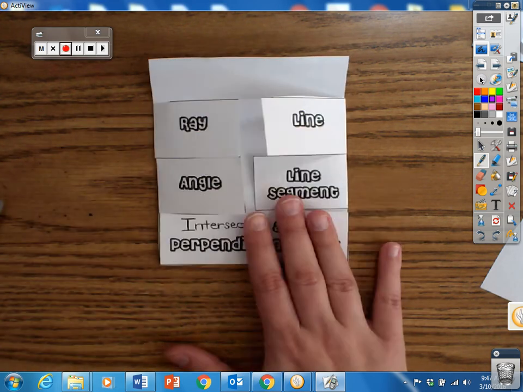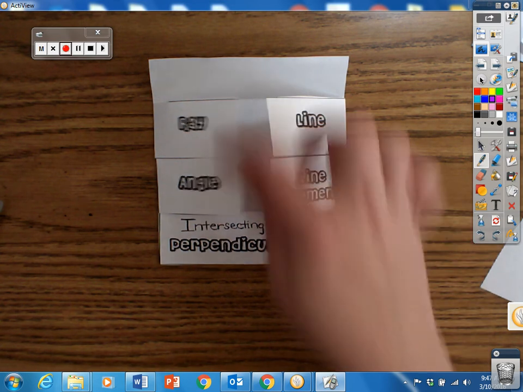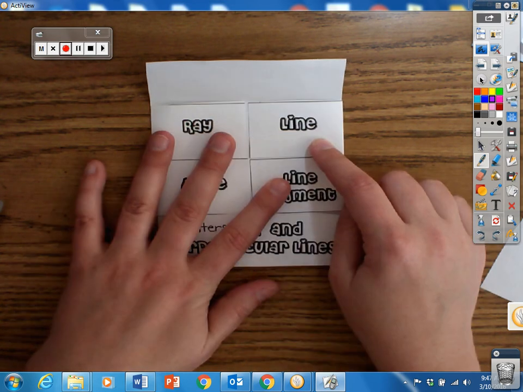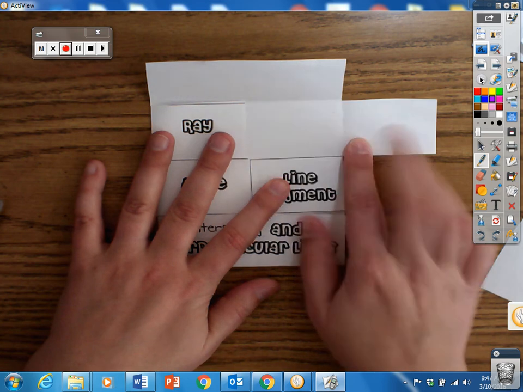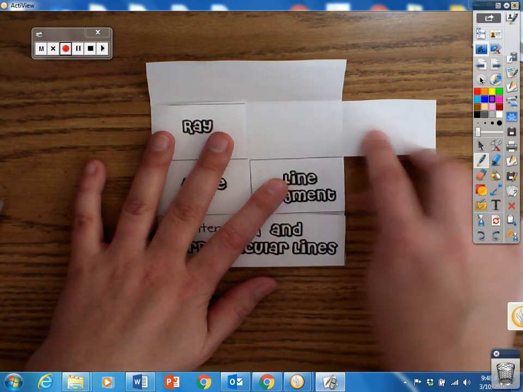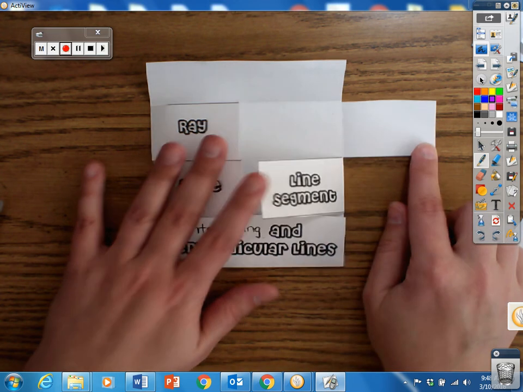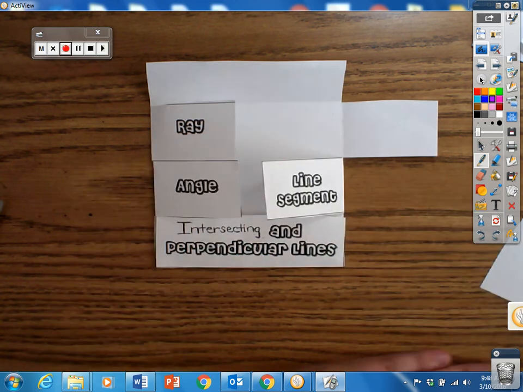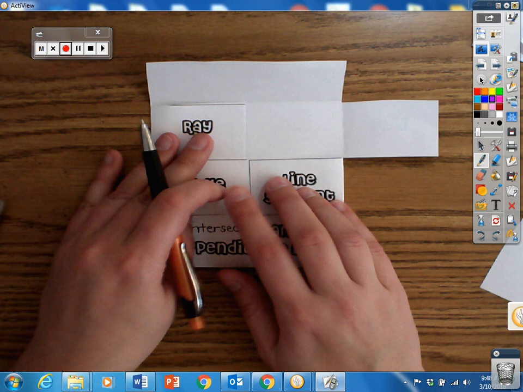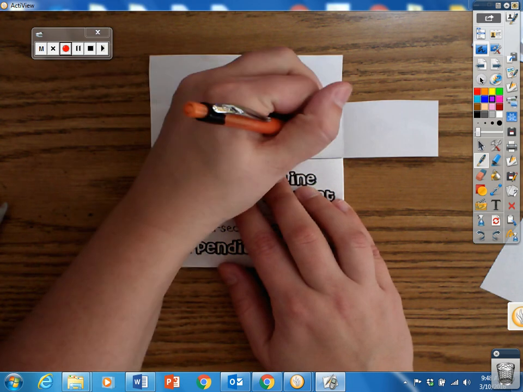Each slide you're going to do is going to be a different term. So when you start, the first slide you'll do is line. So you will open up the line. Right here, you're going to draw a picture. And right here, you're going to write the definition. And those are all noted in the next few slides. So I'll give you the example so that you can walk through it on your own.